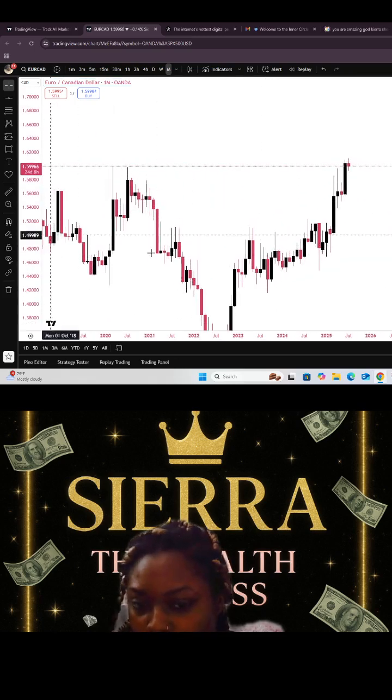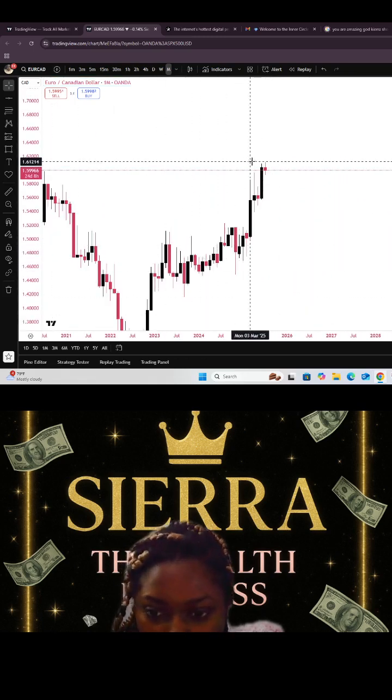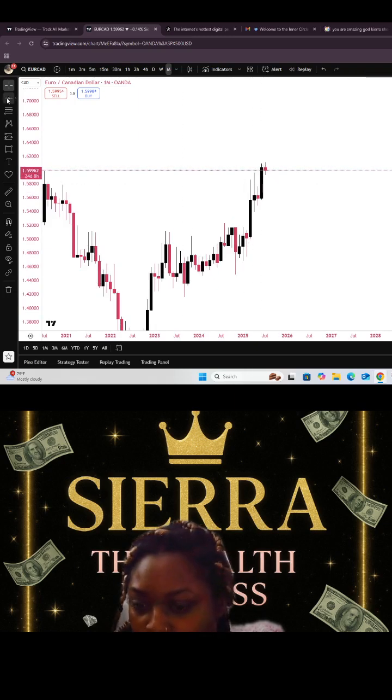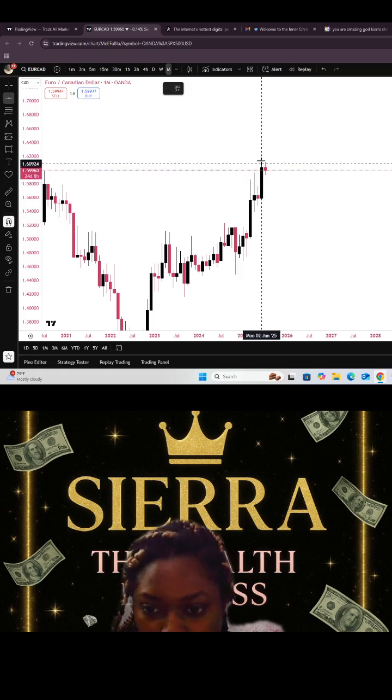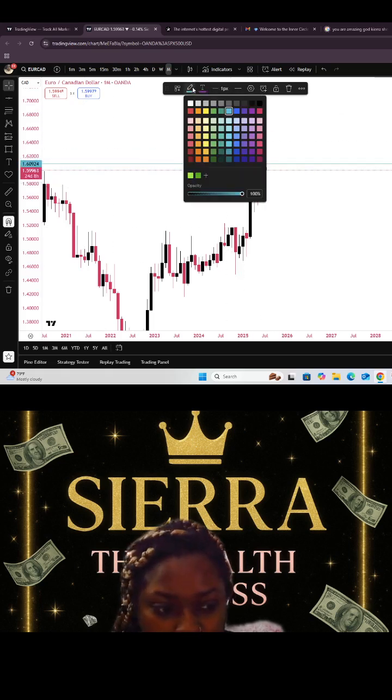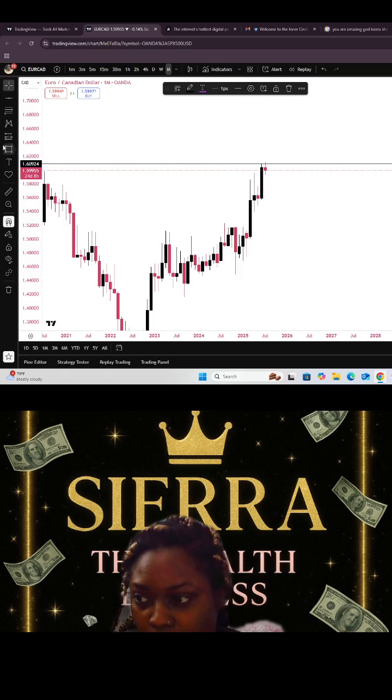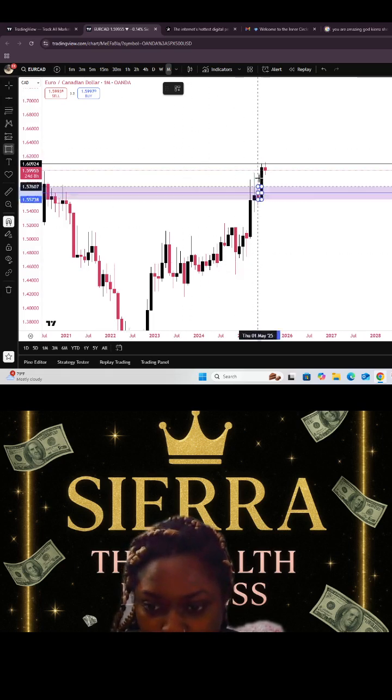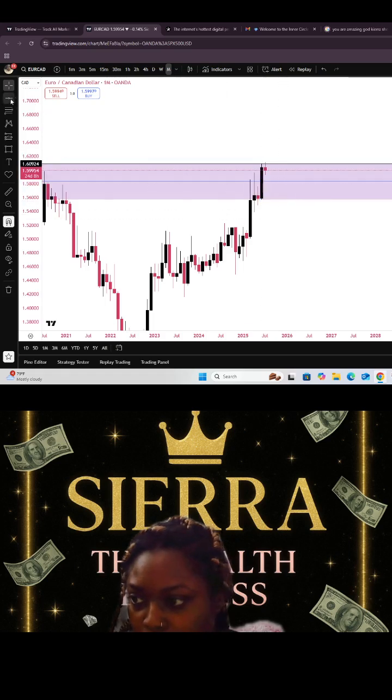But for now, I am going to mark last month's high because this is looking like a CRT move and 50% of last month's candle.